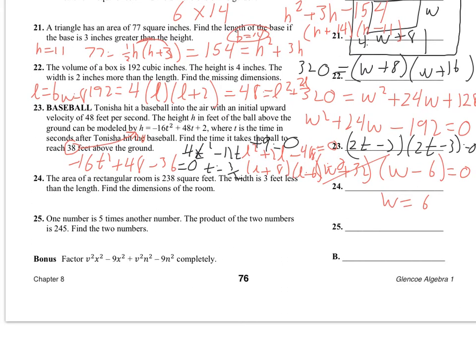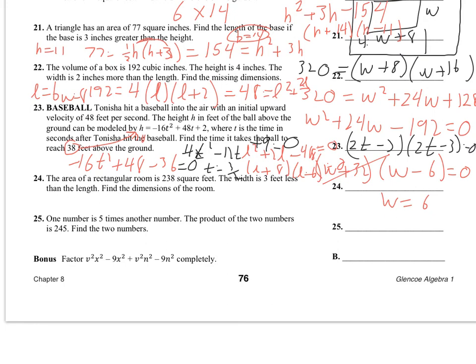So let's see, the area of a rectangular room is 238. The width is 3 less than the length. Kind of works the same here. Alright, number 24, the area of a rectangle is 238. Okay, so look at this. The width is 3 less than the length.